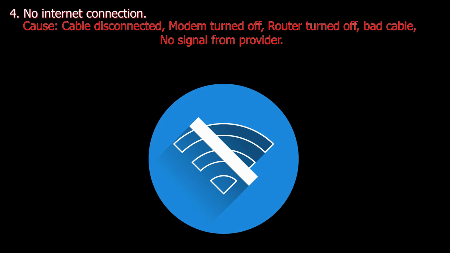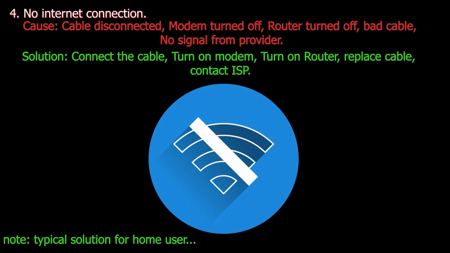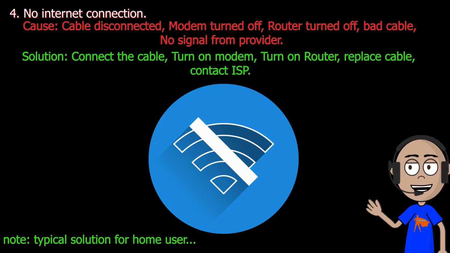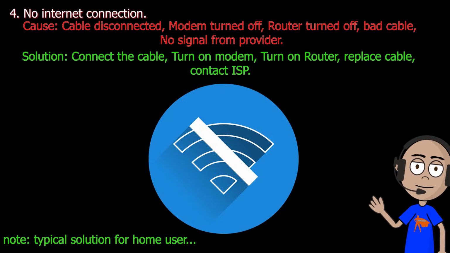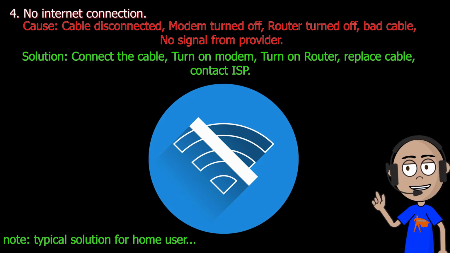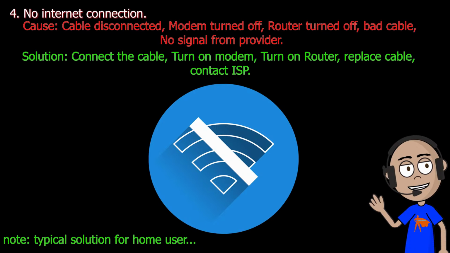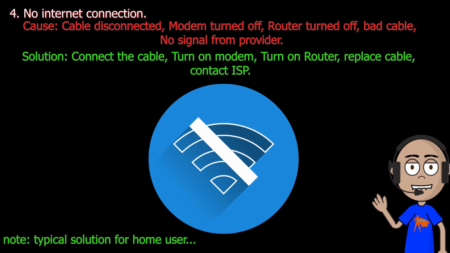Number 4, no internet connection. Cause, cable disconnected, modem turned off, router turned off, bad cable, or no signal from provider. Solution, connect the cable, turn on modem, turn on router, replace cable, or contact internet service provider. So this is something that would happen a lot of times to a home user or somebody working from home, their internet may go out. Sometimes users would call the internet the intranet as well, meaning that they would say my internet is out, but it's actually their intranet that is broken, or their network connection at the office.